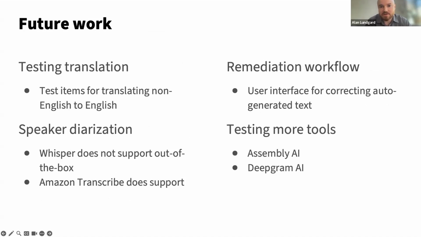As always, there's much more to investigate, including testing Whisper's translation capabilities. Speaker diarization is important to us for accessibility reasons, which Whisper does not support out of the box, but I understand there are some modifications that do support that. And Amazon Transcribe also does support that, so that could be an important point of comparison. We would like to build a remediation workflow, including a UI for correcting auto-generated transcripts, as well as testing other tools that we might wish to integrate into that workflow.